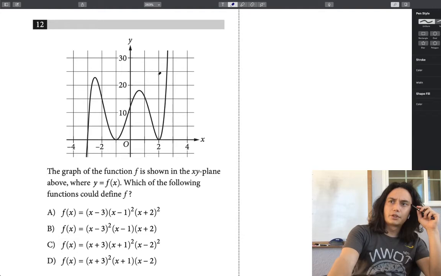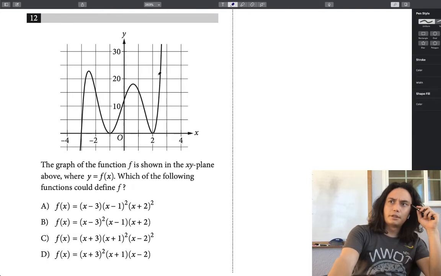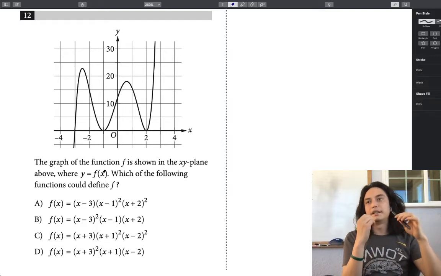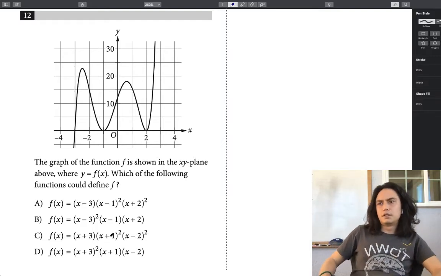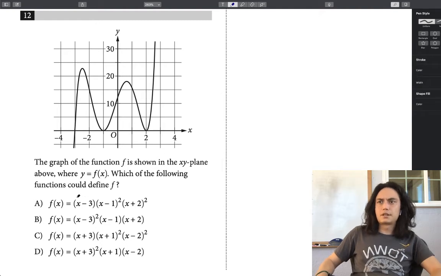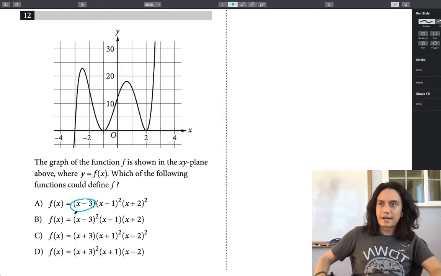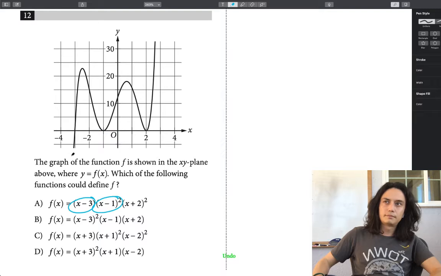The graph of this function is shown in the xy plane above where y equals f of x. So this is just a graph of a function, y equals f of x. Which of the following functions could define f? Cool, this is great. This kind of question, the big thing we need to know is that each of these little factors is a 0 point. Each of these represents a place where the graph is going to hit 0.